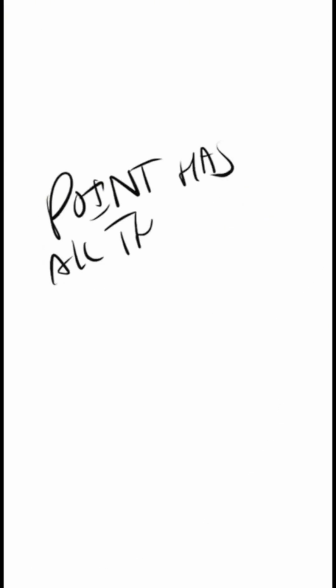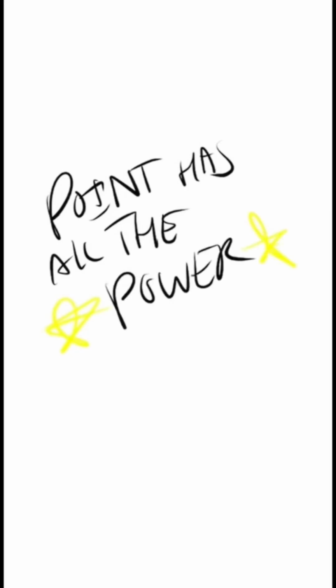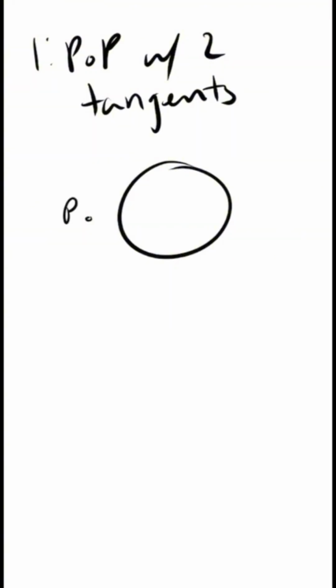Now, the reason I think that this theorem is called power of a point is because whatever point the theorem is talking about has literally all the power. So for example, if we have power of a point with two tangents where P is external, and there are two tangents tangent to the circle as shown, these two tangents would be equal.